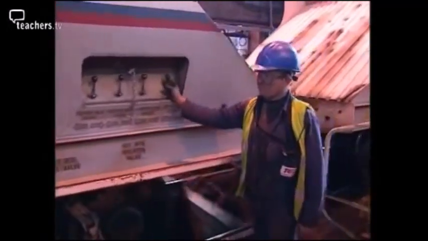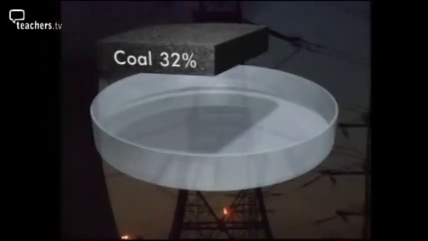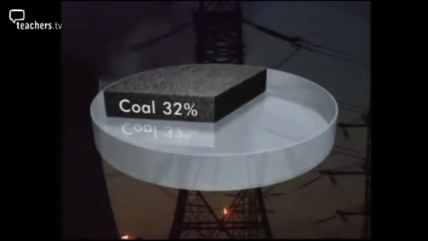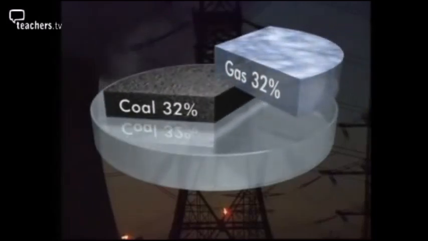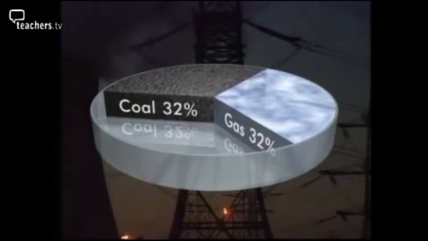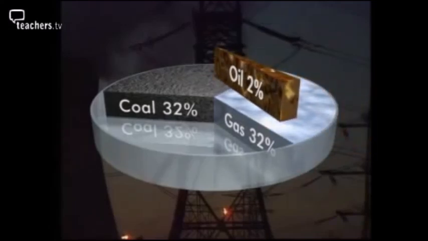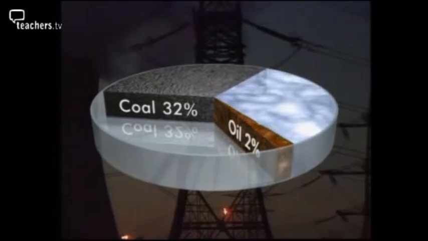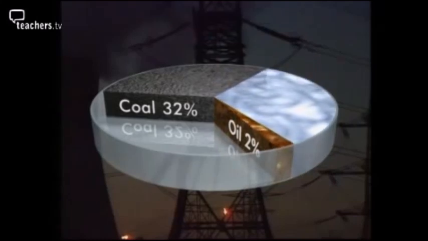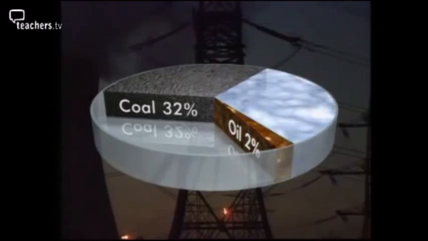Drax is one of many power stations in the UK, and most burn fossil fuels. About 32% of our electricity comes from burning coal. Another 32% from burning gas. And just 2% from oil. That's 2/3 of our electricity generated from fossil fuels.